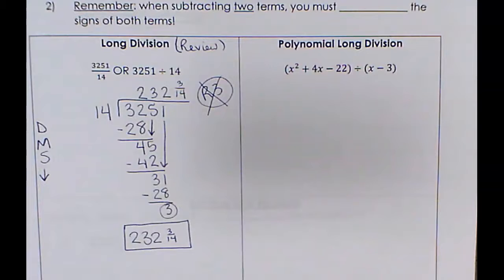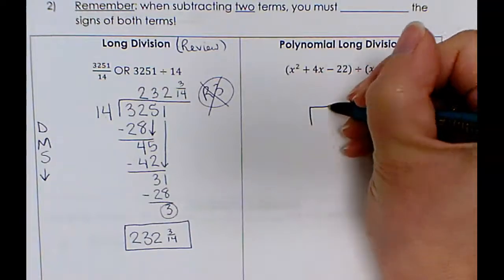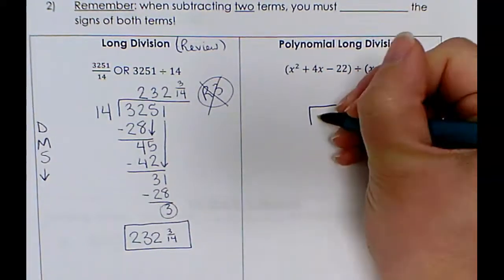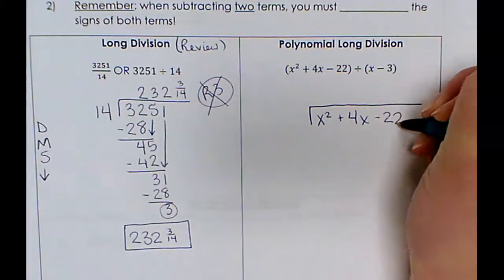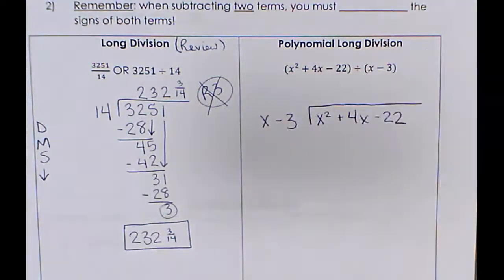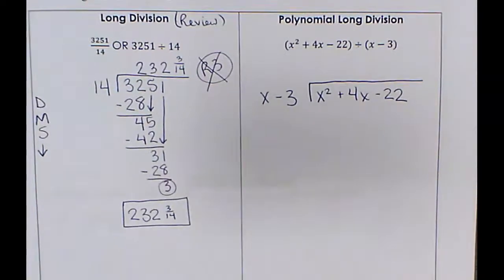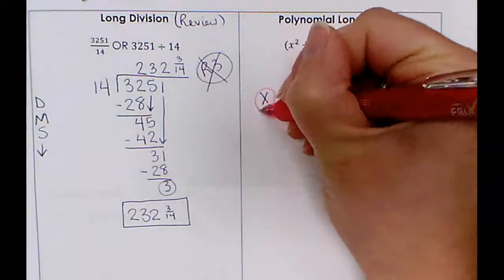In polynomial long division, the setup is the same. I'm going to take the first thing and put it inside of the polynomial division house: x squared plus 4x minus 22. And I'm putting what I'm dividing by outside. Now, when you're doing polynomial long division, you can't divide anything by x minus 3 just by looking at it. So what you do is you just consider the first terms, x squared and x.